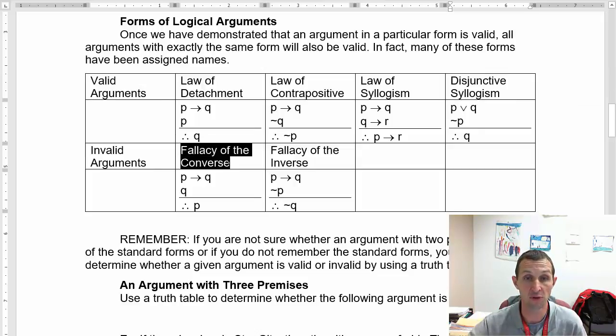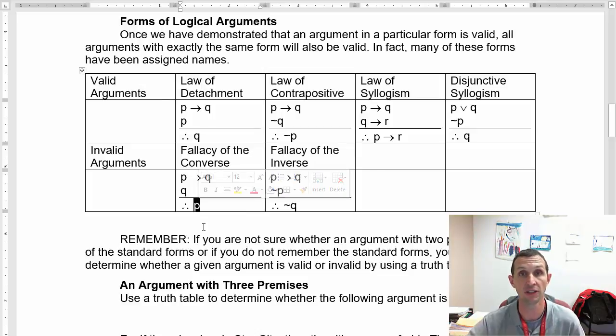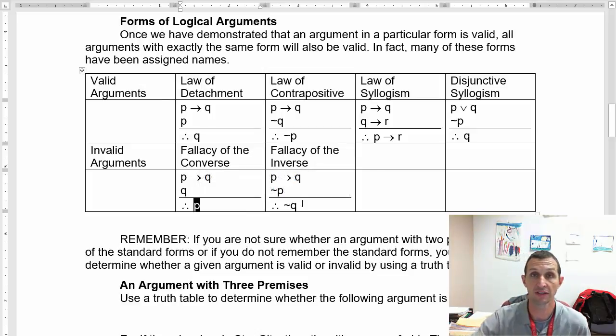And then there's the most common fallacy, the fallacy of the converse. If P implies Q and Q is true, then P follows. And this is not true. P does not follow in every circumstance. And so this is not a valid argument.